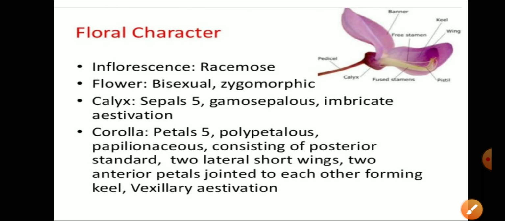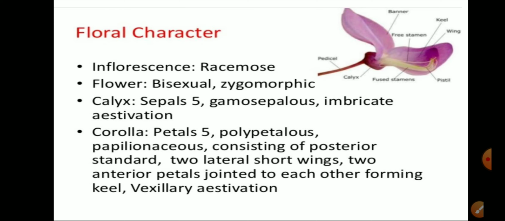So these are the vegetative characters. Now let us study the floral characters. The inflorescence is racemose type, and the flower is bisexual. That means the family produces bisexual flowers, and the symmetry is zygomorphic.